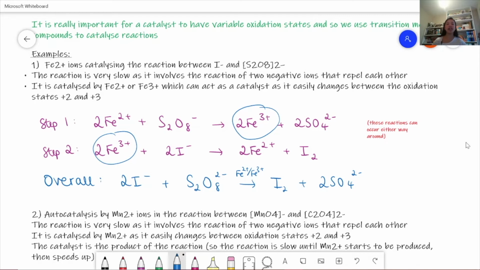And these reactions can actually occur either way round. So for this particular way we've done it, this Fe3+ is acting as the intermediate species because it's produced in step 1 but used up in step 2. However, if we did it the other way round, then the Fe2+ would be the intermediate.